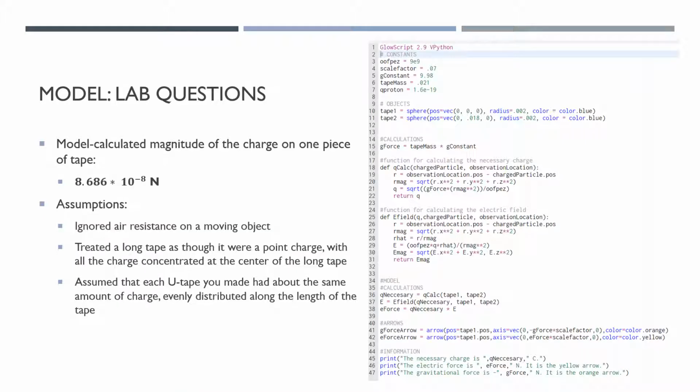The model outputs the same minimum charge necessary to float tape B above tape A that I found of 8.7 times 10 to the negative 8 coulombs, and the program also uses three assumptions that simplify the code.